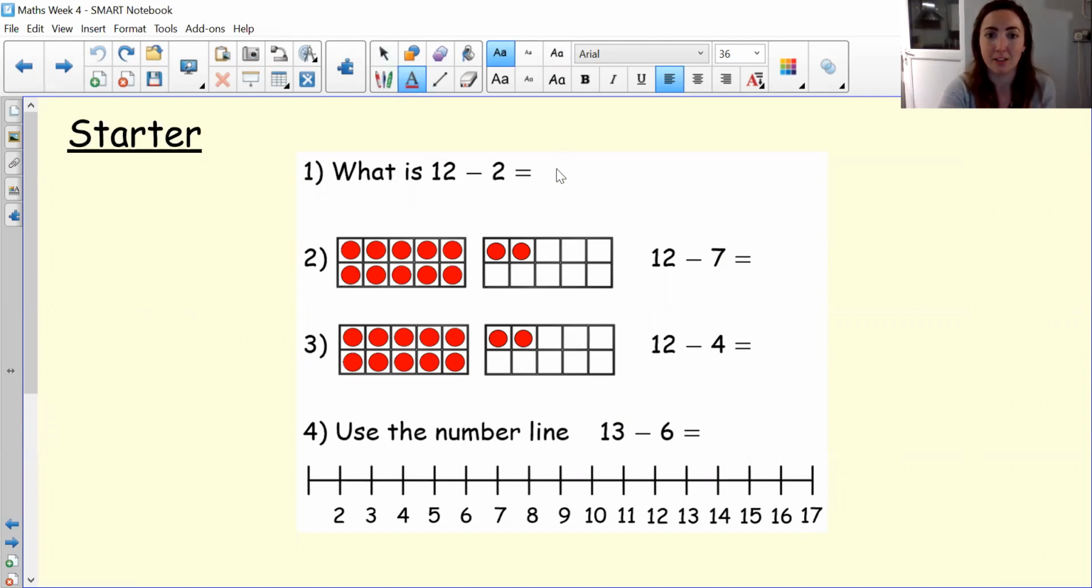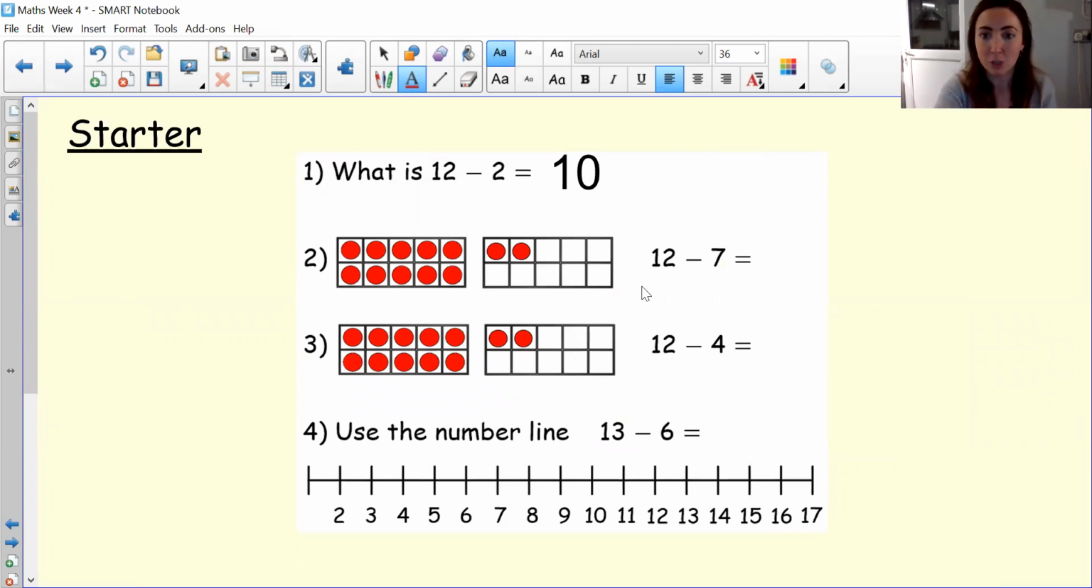So let's go through those answers. 12 subtract 2 equals 10. Hopefully you found that super easy because in 12, there is 1 ten and 2 ones. So if we're subtracting 2 ones, then that must be 1 ten and 0 ones, 10.